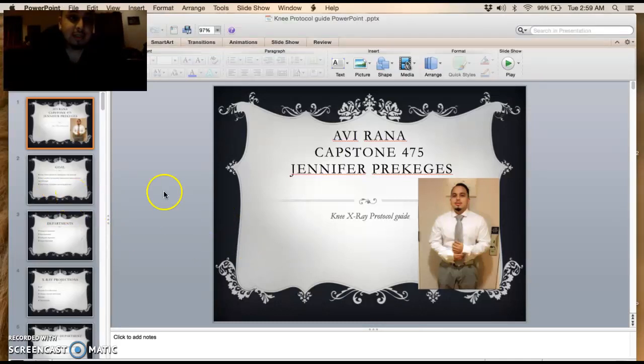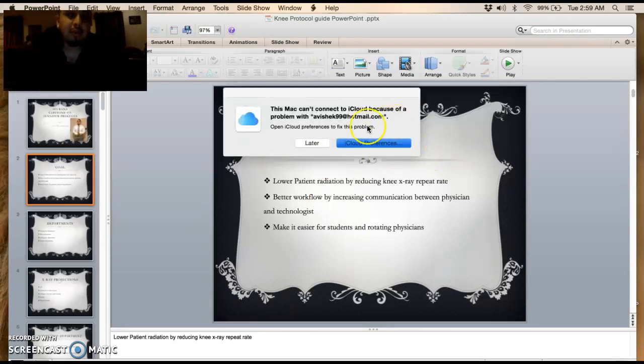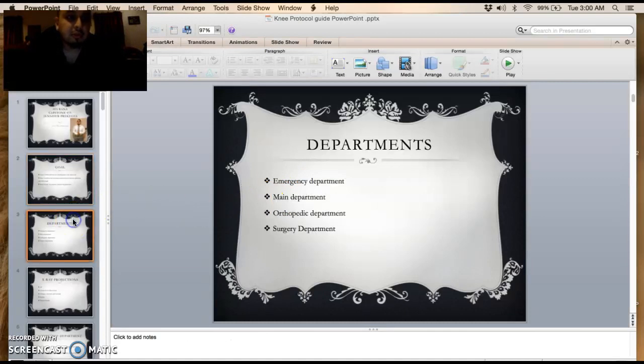So the goal behind doing this is making sure the patient radiation dose is reduced by reducing the X-ray knee repeat rate. We're going to improve workflow by closing the communication gap between the physicians and the X-ray technologists, and we need to make it easier for anyone rotating through Harborview Medical Center, such as medical students and any new physicians. They can always look into this guide, which will be available for them to clear up any miscommunication.